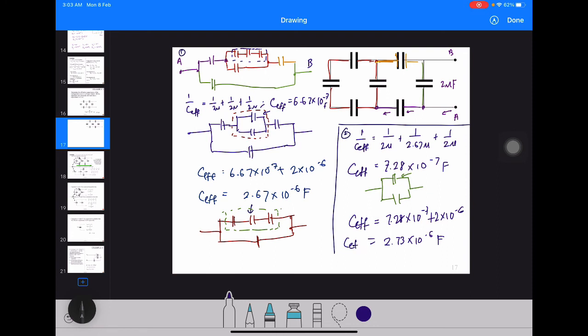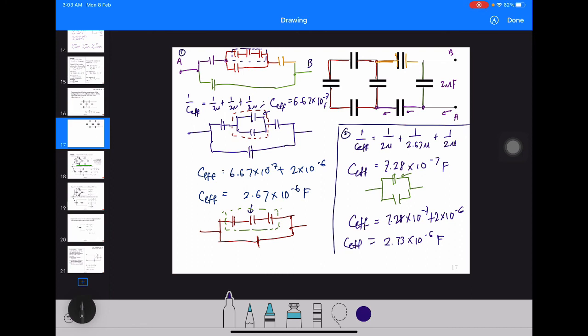Okay, so again, I just repeat, if you have this kind of question, the first thing you want to do is try to simplify the easiest one. In this case, I simplify the top here, the 3 and 2. I combine them. That one is in series, so I have to use 1 over C. So 1 over C equals 1 over C1 plus 1 over C2. And then the next one, I combine the next one and the next one.